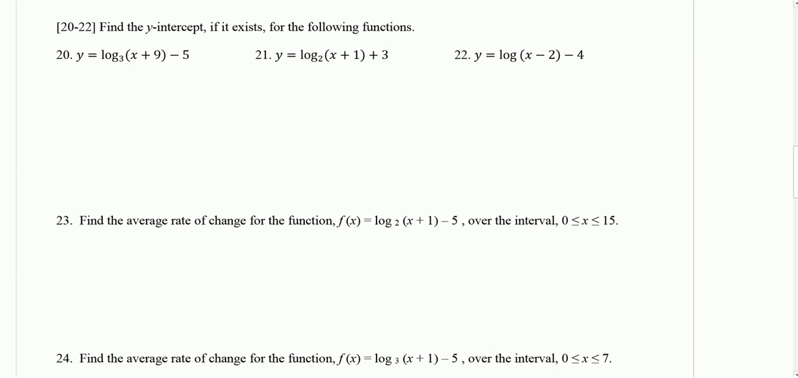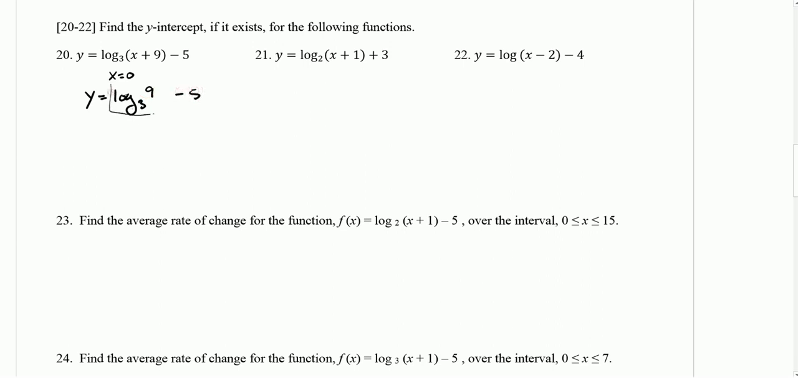20 to 22, we have to find the y-intercept if it exists for the following functions. And to find a y-intercept, you plug in 0 for x. So on number 20, if we let x equal 0, we get y is log base 3 of 0 plus 9, which is 9, minus 5.